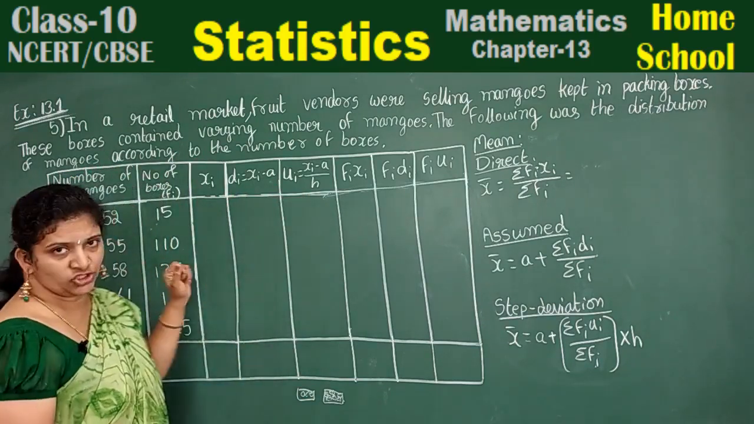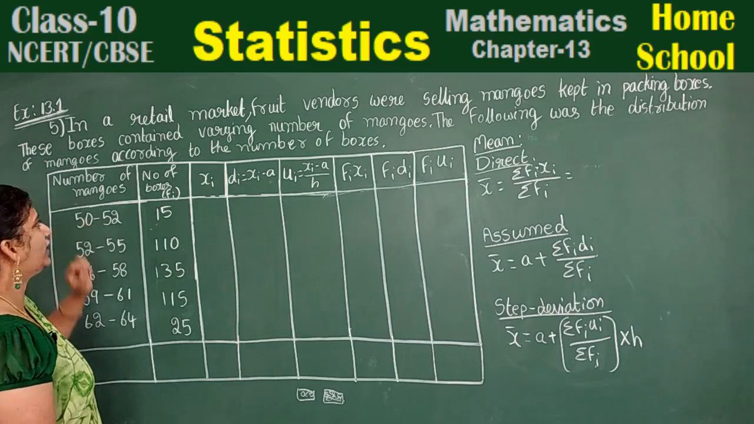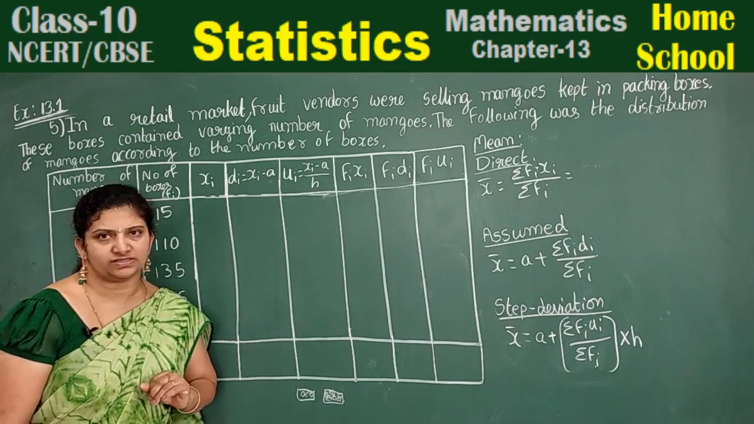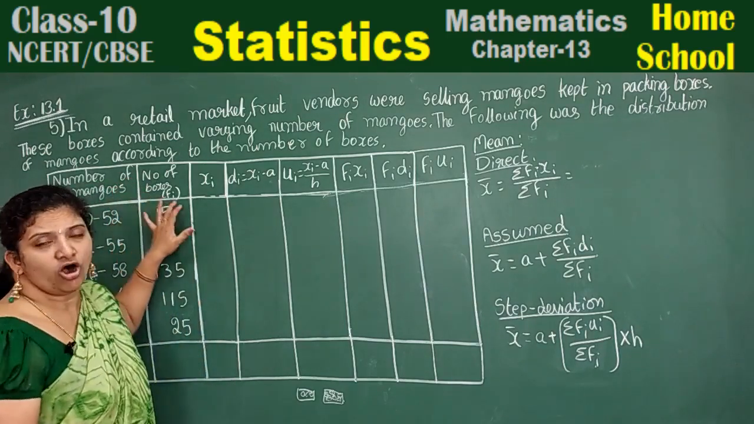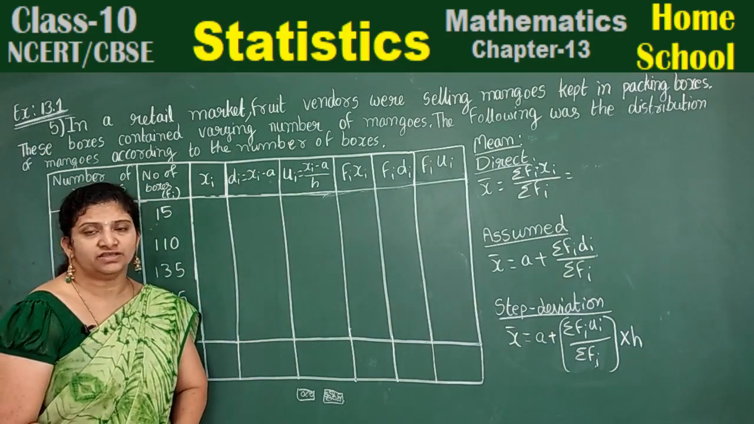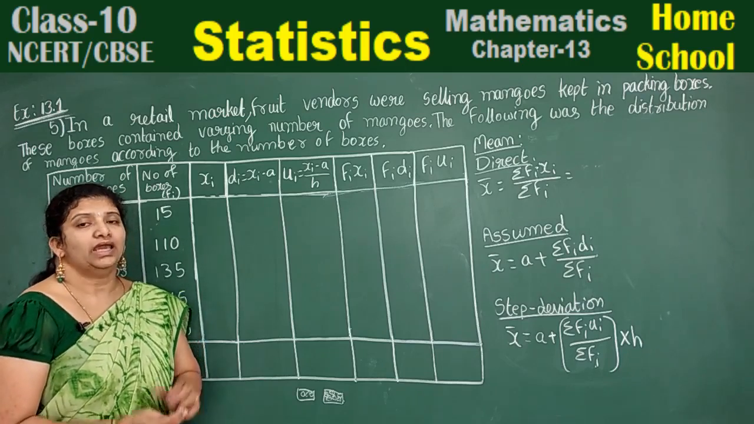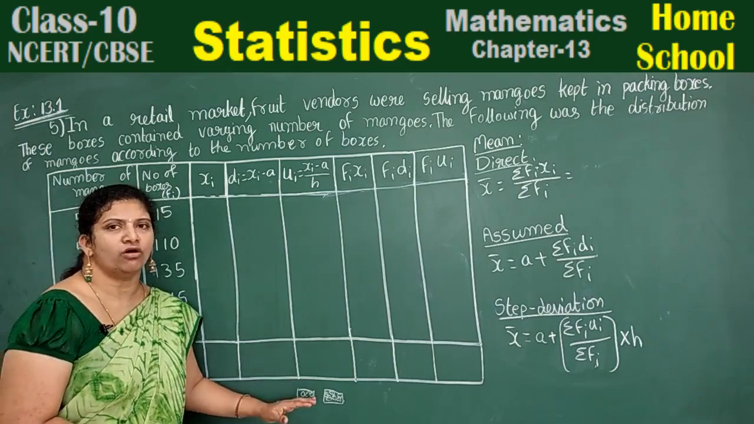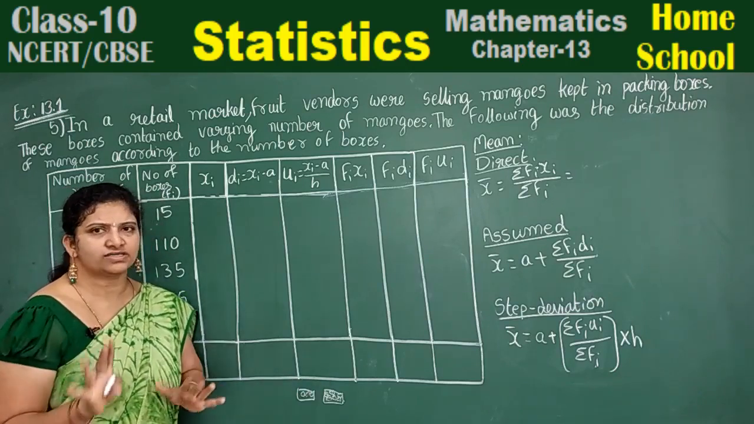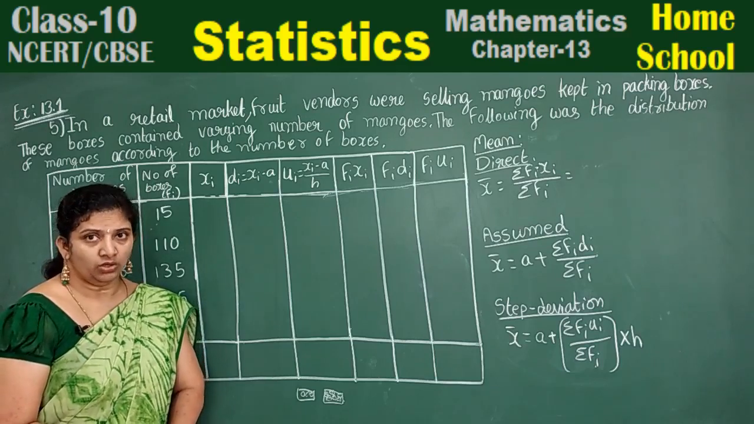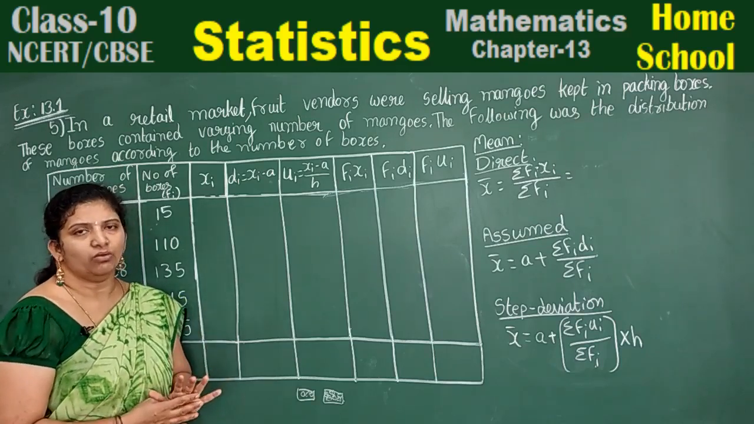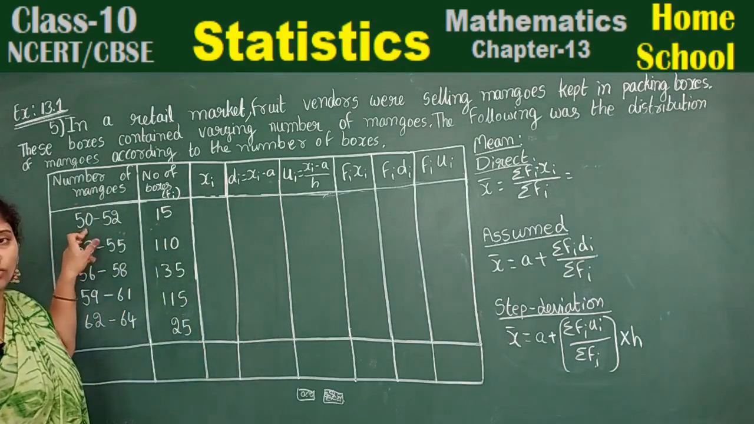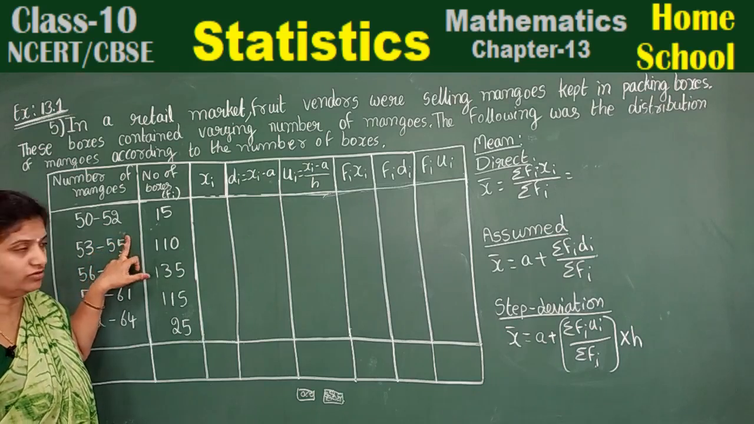So, observe the distribution here. 50 to 52 mangoes are packed in 15 boxes. The number of boxes, we always need to consider as frequency. In a fruit market, they pack all the mangoes in boxes. There are many boxes in that shop, so they have given data. What is that data? 15 boxes contain 50 to 52 mangoes.